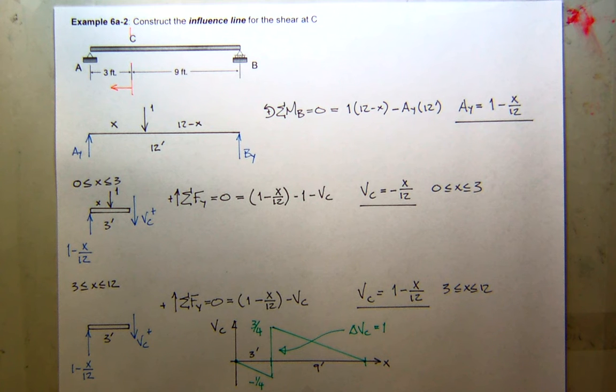So where do I stand to create the maximum shear at C? I stand just to the right of 3 feet. If I stand just to the left of 3 feet, it's negative 1/4. If I stand just to the right, it's 3/4. So again, let's say I weigh 1,000 pounds. What's the maximum shear at C? 3/4 of 1,000, 750 pounds.